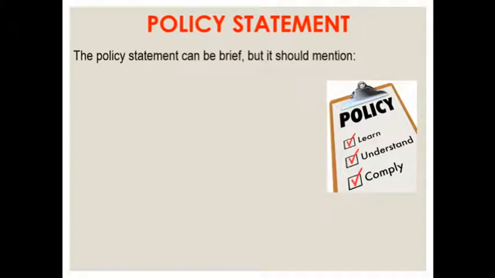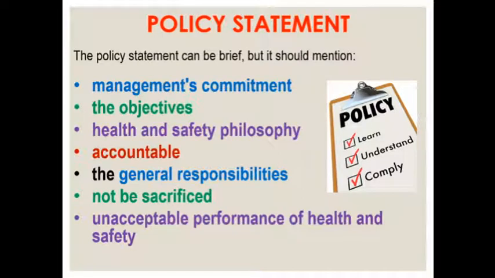The policy statement can be brief, but it should mention: first, management commitment to protect the safety and health of employees. Second, the objective of the program. Third, the organization's basic health and safety philosophy. Fourth, who is accountable for occupational health and safety programs. Fifth, the general responsibilities of all employees. Sixth, that health and safety shall not be sacrificed for expediency. And lastly, that unacceptable performance of health and safety duties will not be tolerated.